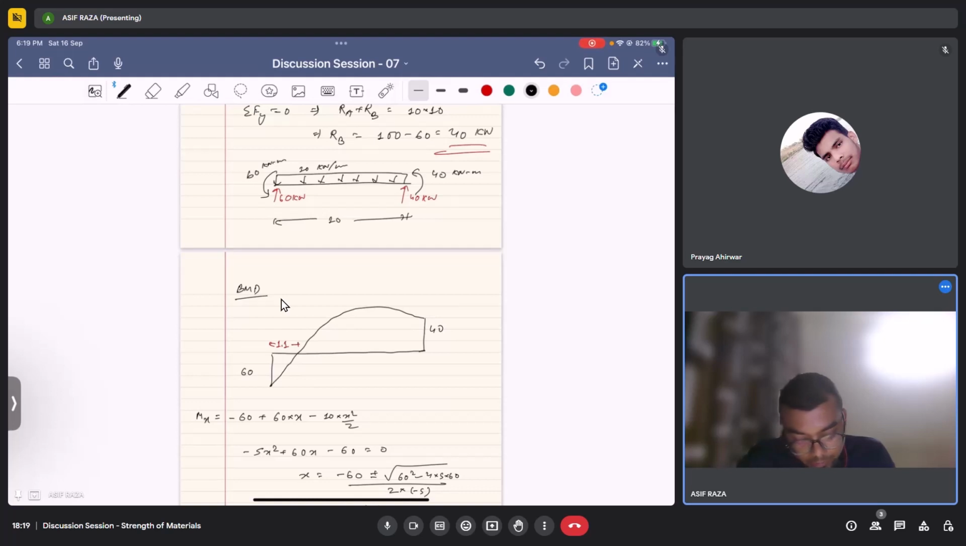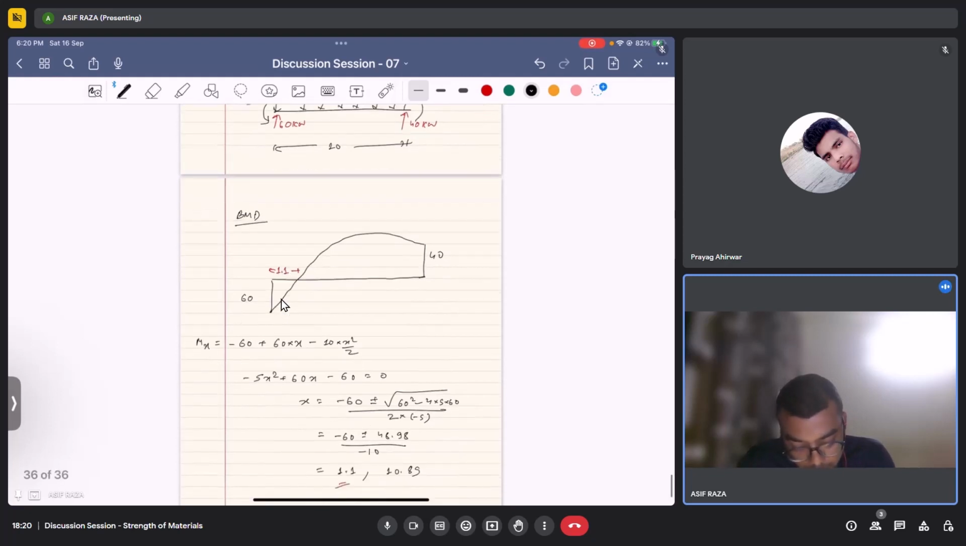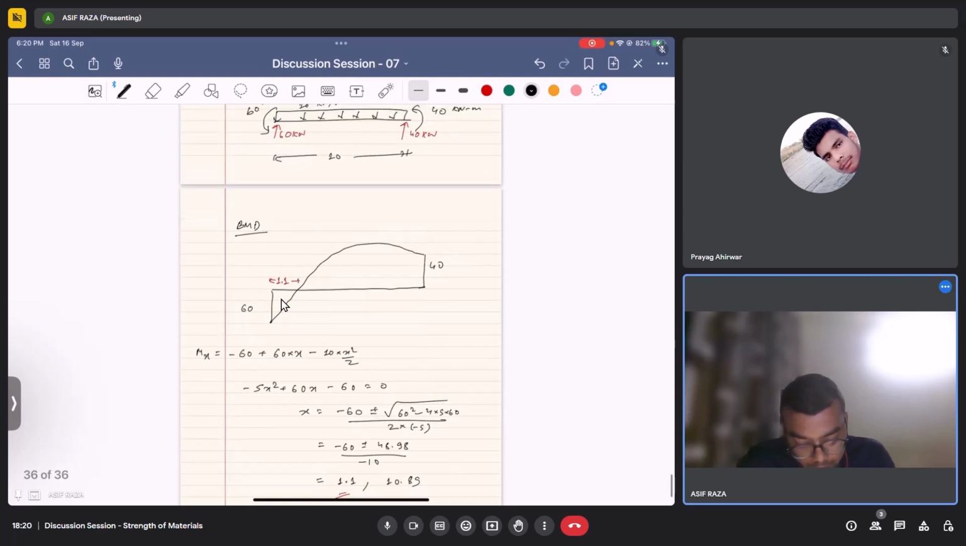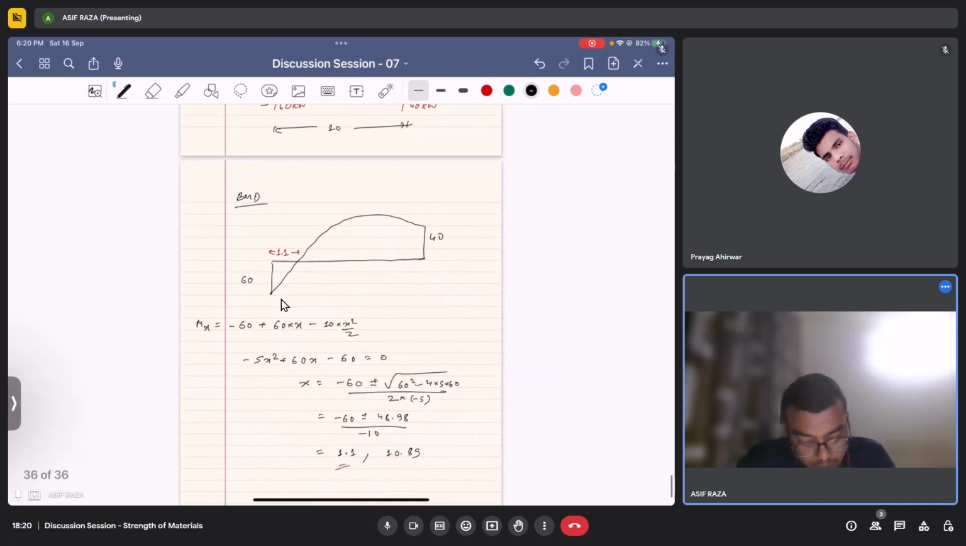At the leftmost end, there won't be any contribution from the reactions or the UDL. The contribution would be from the concentrated moment, and that would take me to minus 60. As we move further, the moment at any section x would be minus 60 plus 60x minus 10x square by 2. I took this as Mx, and the first thing is that this is quadratic in nature, so the curve would be quadratic, that is for sure.